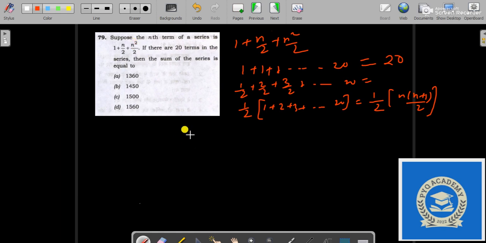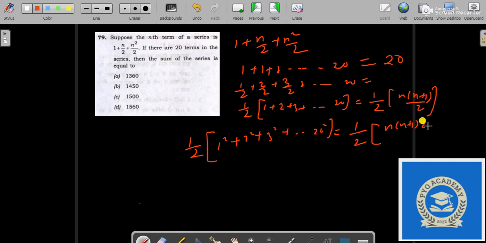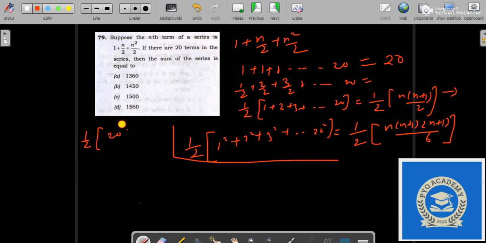Now come to the n square term. We can also take 1 by 2 common here, and it will be 1 square plus 2 square plus 3 square and so on up to 20 square. The formula for the sum of this series is n into n plus 1 into 2n plus 1, divided by 6. Now let's calculate. Taking n equals 20, we will get half into 20 into 21 divided by 2, which is 105.